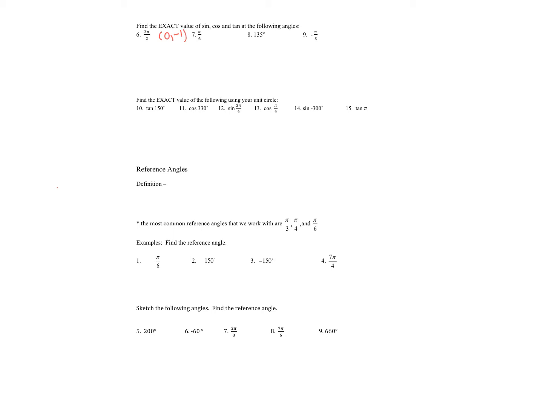So my x is 0 and my y is -1. So let's do my sine of 3 pi over 2, my cosine of 3 pi over 2, and my tangent of 3 pi over 2. Looking back at page 10, my sine of theta is equal to my y value. So sine of 3 pi over 2 would be equal to -1. My cosine of theta is equal to my x value. So my cosine of 3 pi over 2 would be 0.